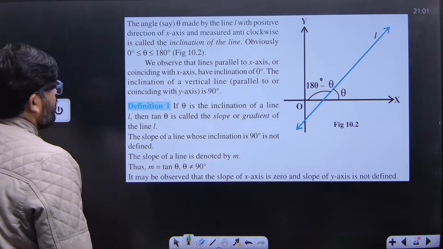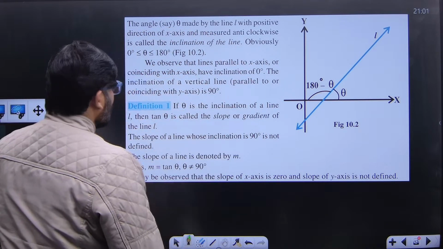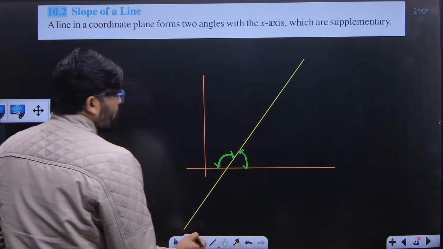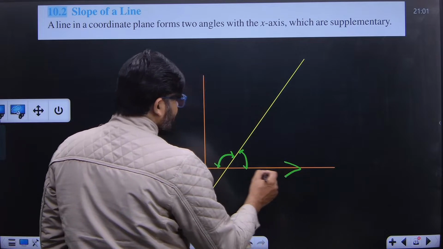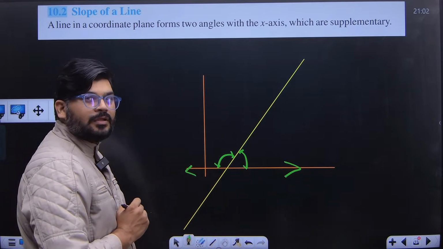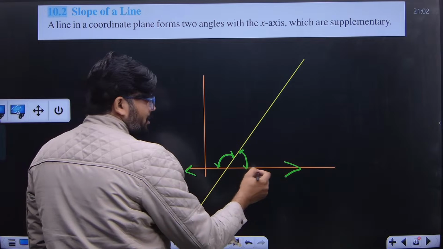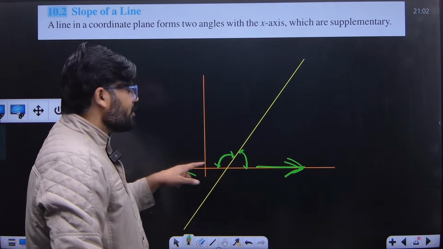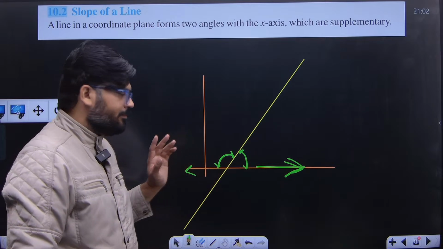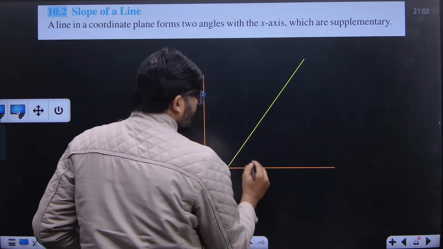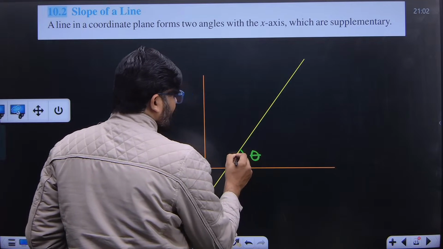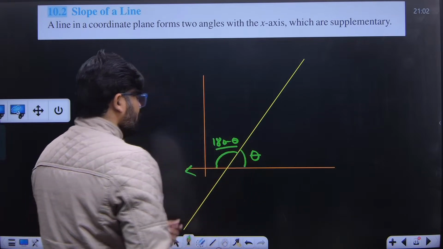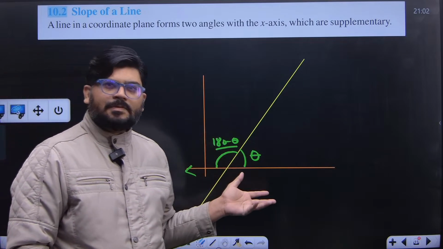Now they are saying the angle theta made by the line with the positive direction of x-axis. What does it mean? There are two directions of the x-axis. This is the positive direction, this is the negative direction. If you go towards this direction, it is the positive direction. If you go towards this direction, this is the negative direction. So the angle with the positive direction of x-axis is theta, and this is going to be 180 minus theta, because both the angles are supplementary.